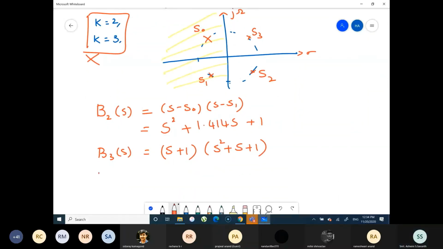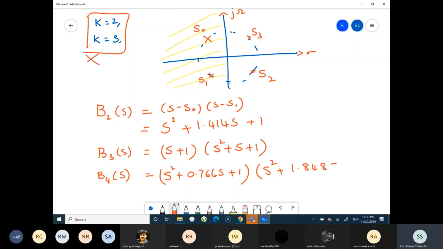Similarly, B4 of S, you will obtain that as S square plus 0.766S plus 1. So when you multiply two complex conjugate poles, you're going to get values like this. That will be the fourth order Butterworth polynomial. Generally, you cannot expect a problem beyond the fourth order. They have not asked so far. Usually it's a second order or a third order problem, mostly because it takes time to solve this.